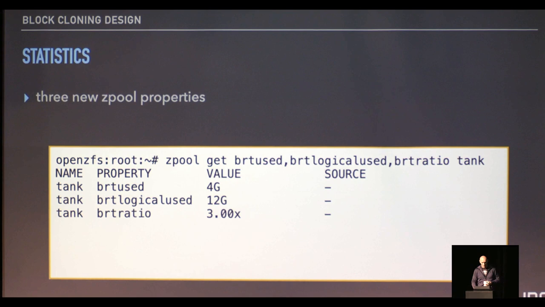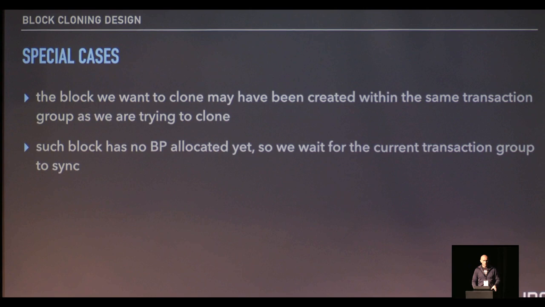There are some special cases, because initially I thought that this is very similar to deduplication, but actually it's not. Not having the data, it changes a lot. So the first one is the block we want to clone might have been created in the same transaction group. So somebody writes the data and wants to immediately clone the data. So the block pointer is not yet allocated, so we cannot really clone it yet. So simply in this case, I will wait for the transaction group to sync, and then we will be able to continue and clone the block.